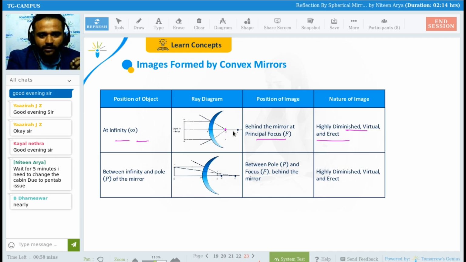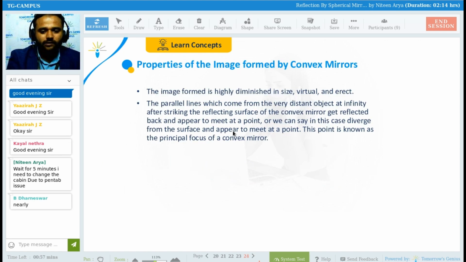Highly diminished, virtual, erect means the image is very, very small in size, but erect and virtual. If you put an object in between infinity and the pole, you get the image in between the focus and the pole. Again, diminished, virtual and erect. Means very small, erect and virtual. Is this clear, everyone? There are only two cases over there.